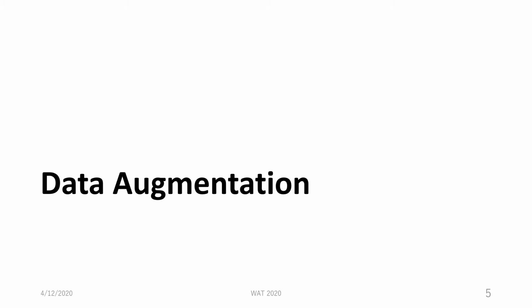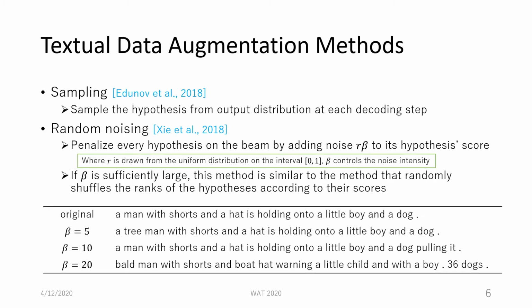Next, we introduce our data augmentation method and how to use augmented data. For textual data augmentation, sampling: this method samples hypotheses from the output distribution at each decoding step. Random noising: this penalizes every hypothesis on the beam by adding noise R times beta to its hypothesis score. R is a sample from the uniform distribution on the interval 0 to 1, and beta controls the noise intensity. Here are some examples of noisy sentences generated with the random noising method.